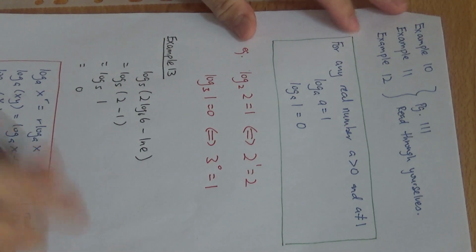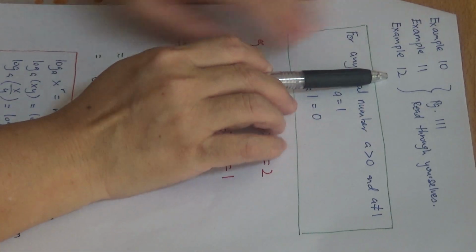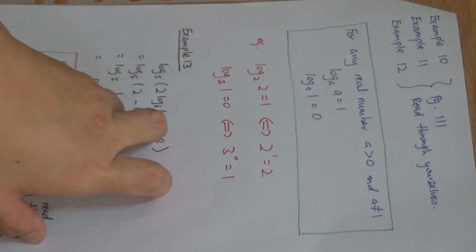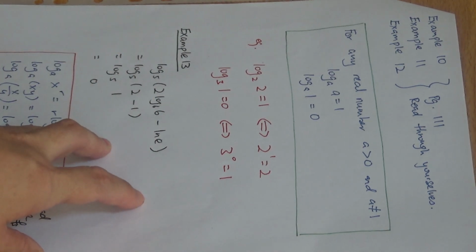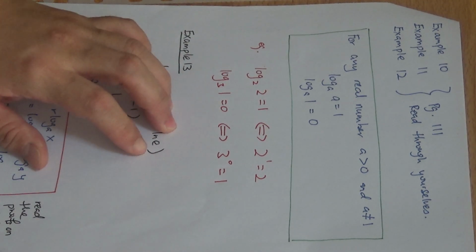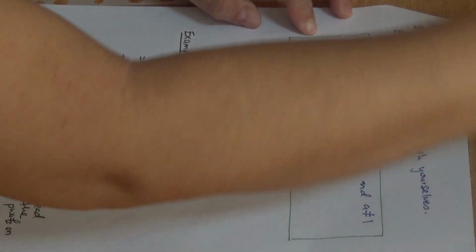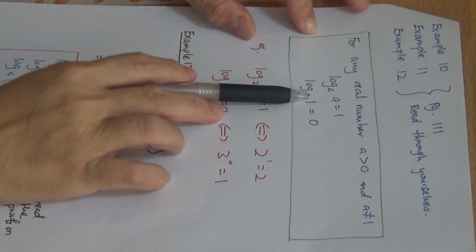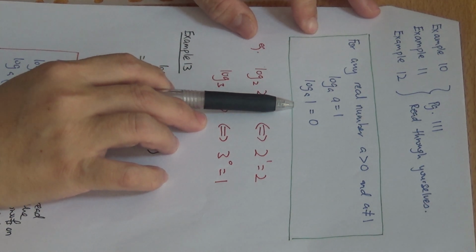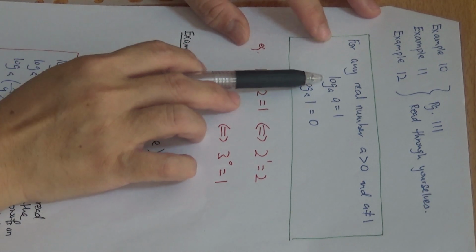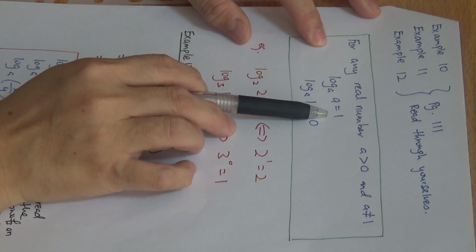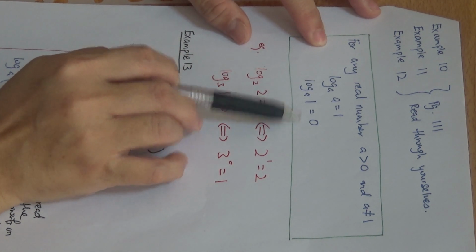Now class, for examples 10, 11 and 12 on page 111, you are to read through them yourself because they are very simple examples. One thing that I need to let you know is what is found on page 112: log_a a is 1 and log_a 1 is 0.